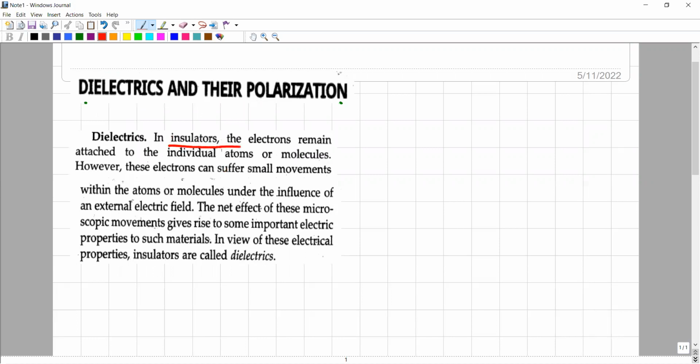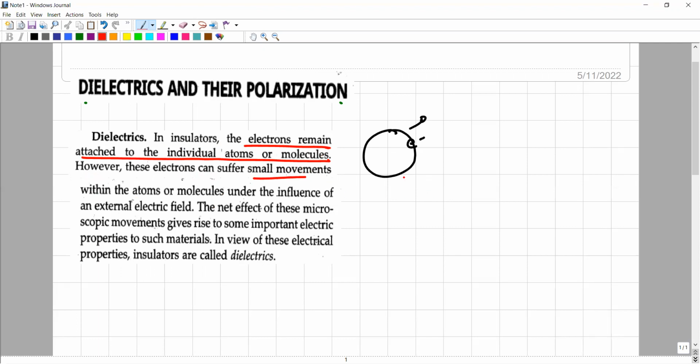Now, in an insulator, the electrons remain attached to the individual atom or molecule. However, these electrons can suffer small movement within the atom or molecule. So what does it mean? You already know that insulators are those in which the outermost shell electrons cannot move freely. They are not free electrons. They remain attached to the individual atoms or molecules, but they can suffer a small movement.